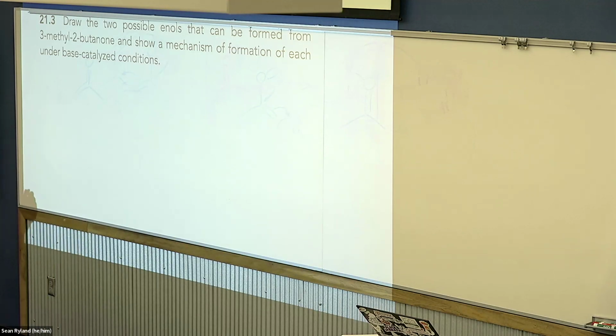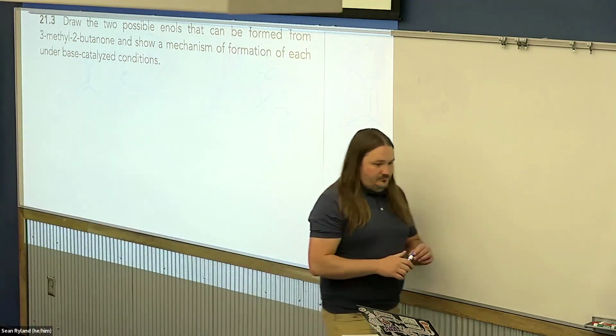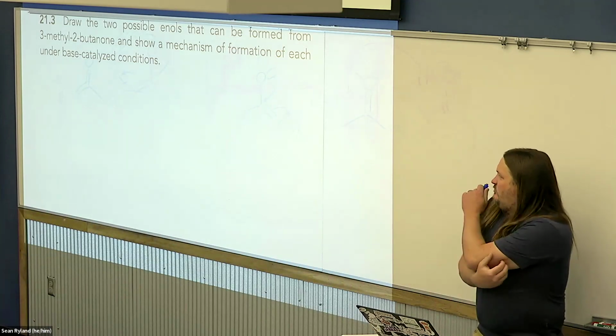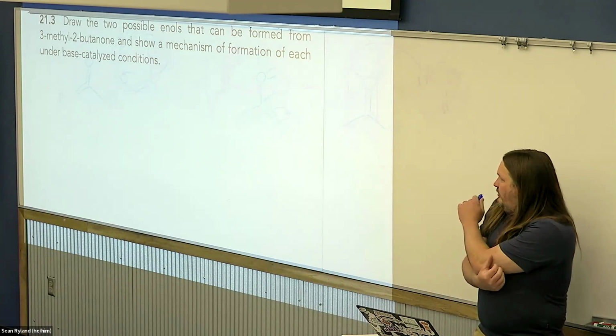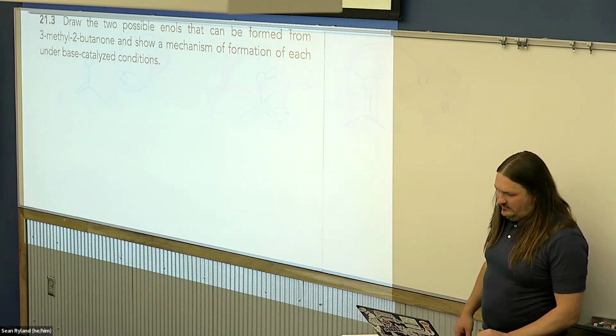Anyway. All right, let's start with 3-methyl-2-butanone. And that's an asymmetric molecule. So let's draw both enols and draw a mechanism for at least one of them. Might not show both of them under base catalyzed conditions.